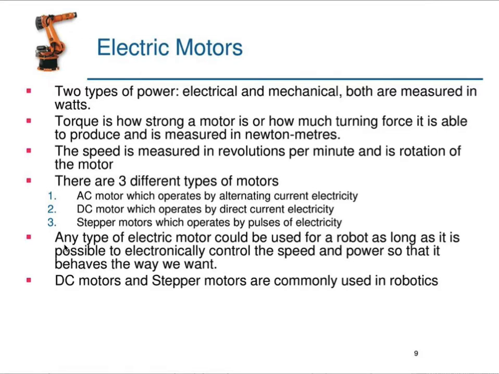Any type of electric motor could be used for a robot as long as it is possible to electronically control the speed and power so that it behaves the way we require. Here, DC motors and stepper motors are commonly used in robotics. This is also very important to remember.